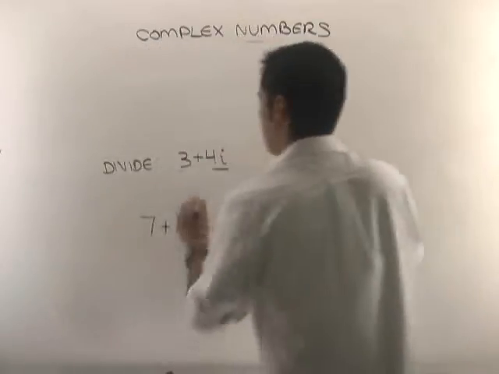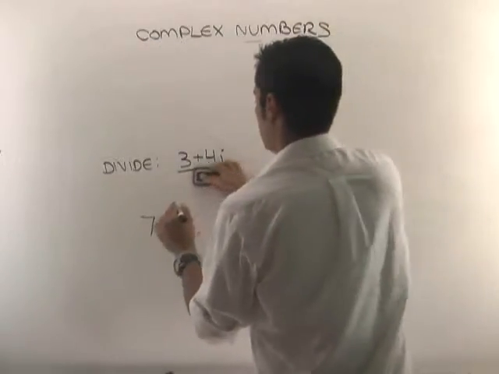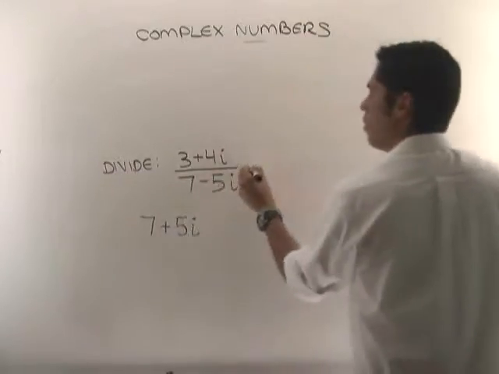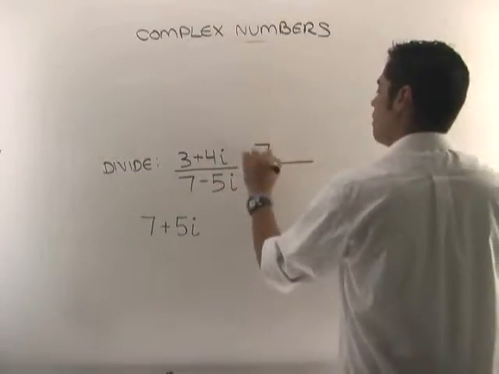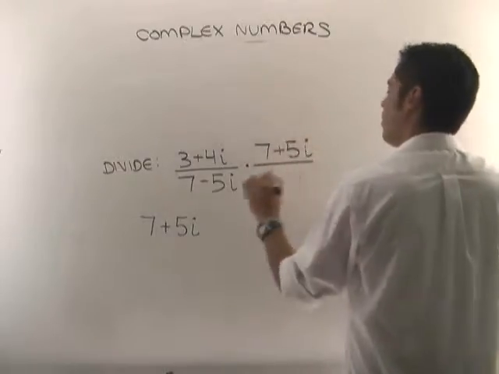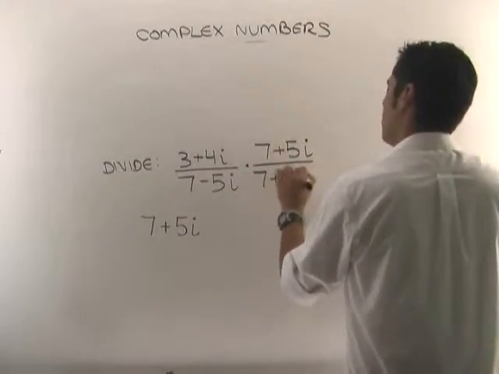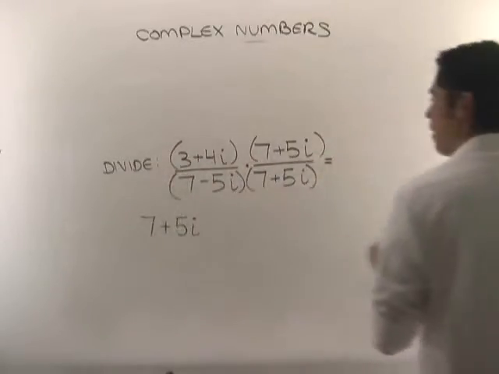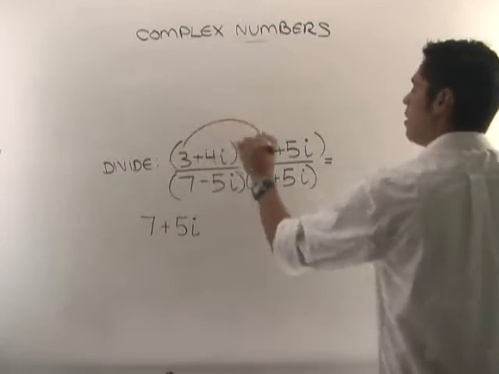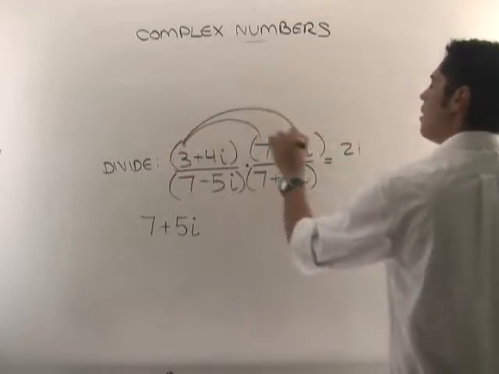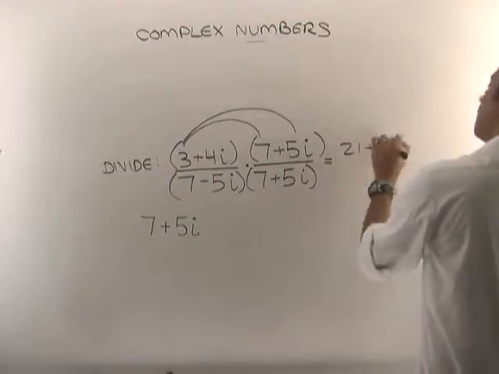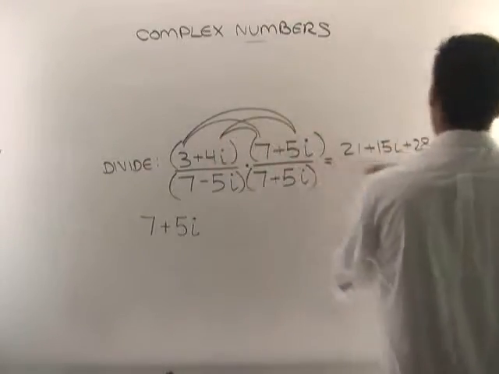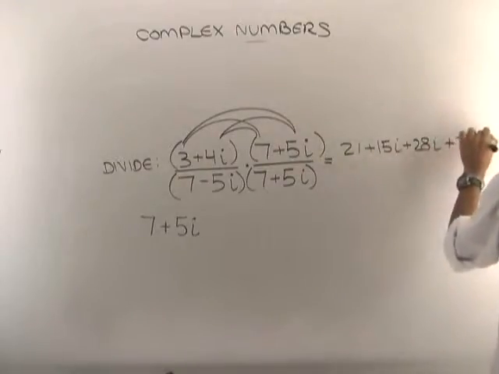Okay, so I'm going to take my 3 plus 4i, and I was dividing it by 7 minus 5i. I'm going to multiply the top and the bottom by the conjugate, the complex conjugate, which is 7 plus 5i. Then what we do is we FOIL the top and we FOIL the bottom, and we come up with a new fraction. So here to here gives us 21. Here to here gives us plus 15i. Here to here gives us plus 28i. And then here to here gives us plus 20i squared.